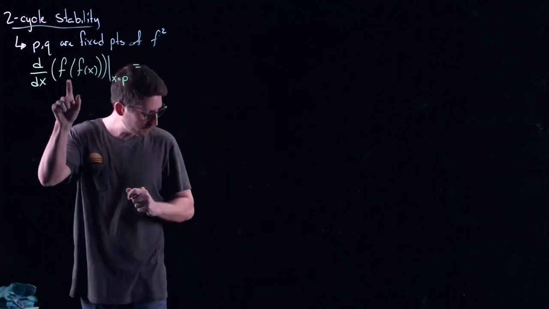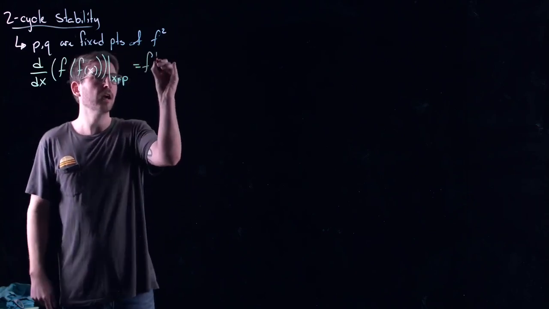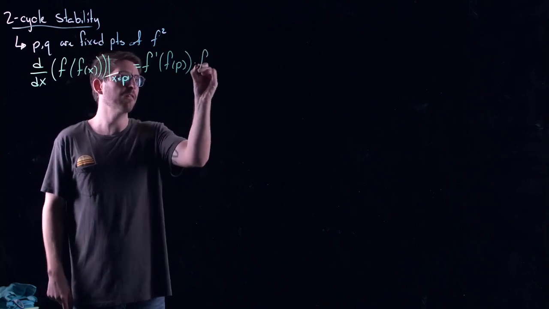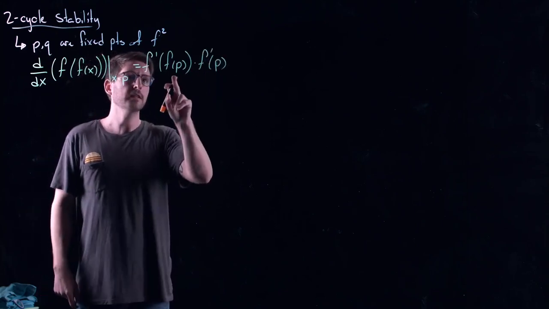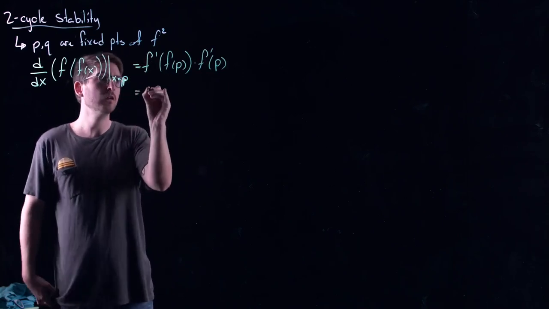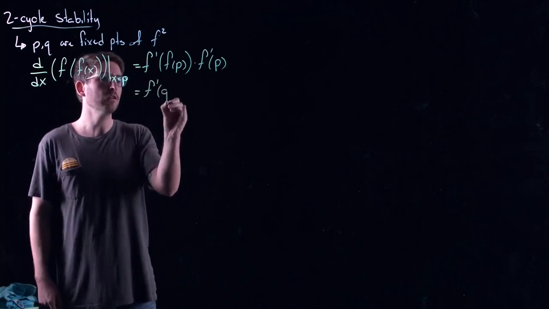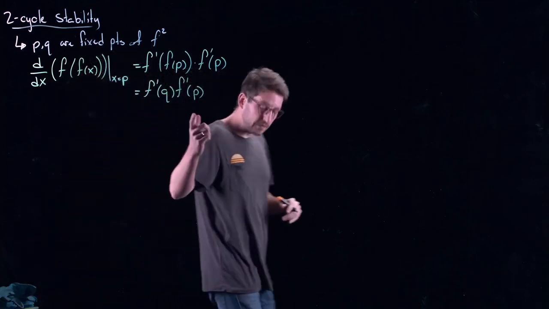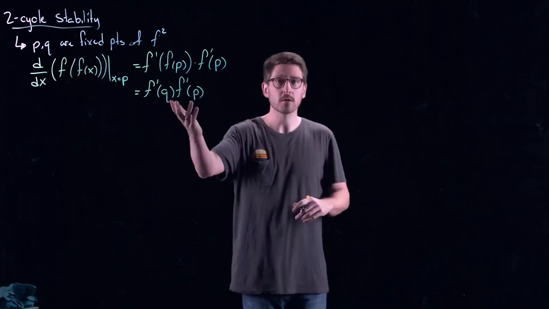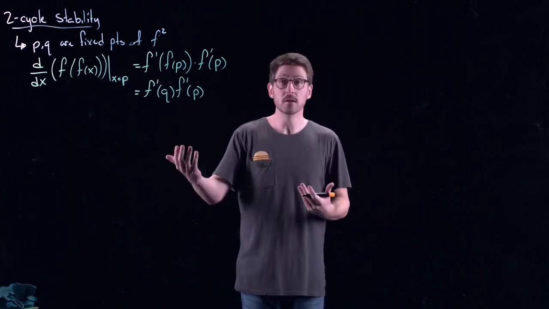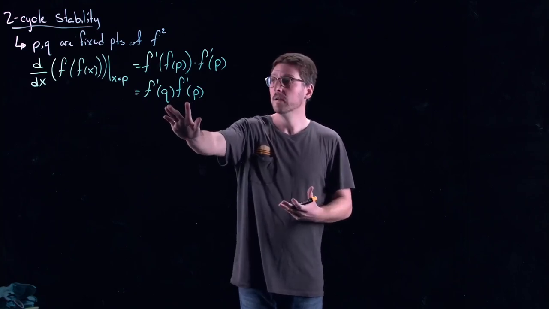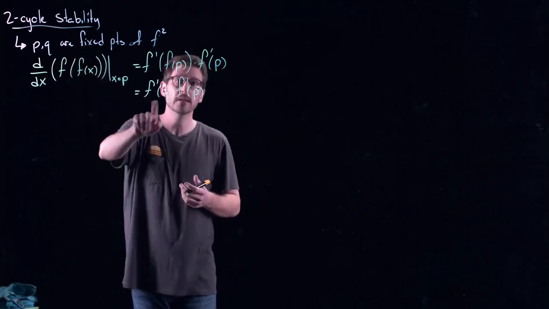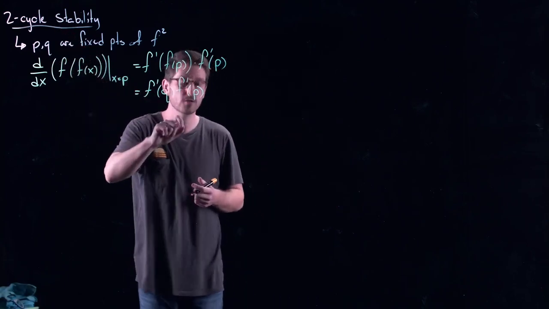So it's a chain rule application here. So I would get f prime of f of p, and then times f prime of p. But f of p is equal to q. So I really get f prime of q times f prime of p. So if I would have used q instead of p, I would just flip the order. But multiplication is commutative in mathematics. So we're okay, right? So what this shows you is that the stability of 2 cycles is really just these multipliers of each element on the 2 cycle.